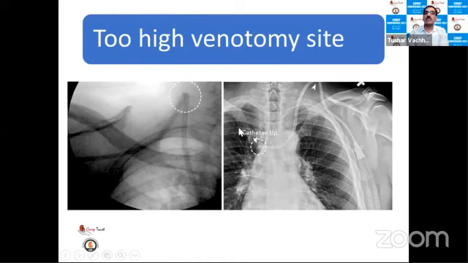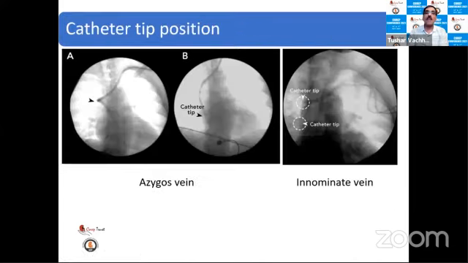Kink is one problem. The other problem is the catheter is not long enough, so the catheter is not where it needs to be. It needs to be in the lower part of the SVC or in the right atrium. Here the catheter is short, so obviously this catheter is not going to work or function properly.